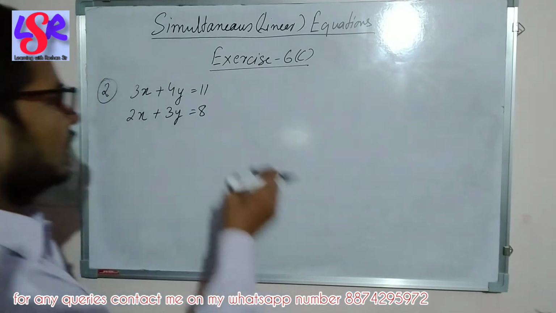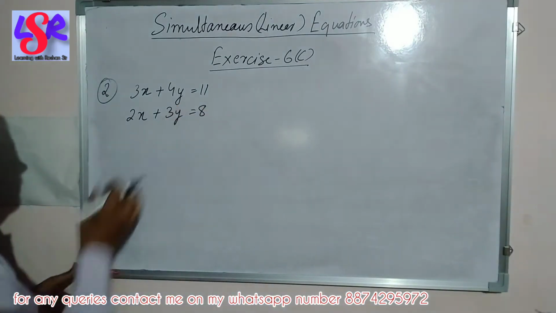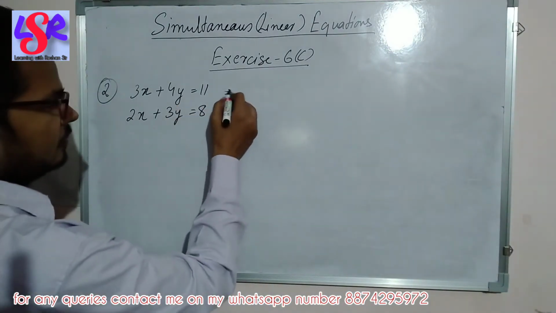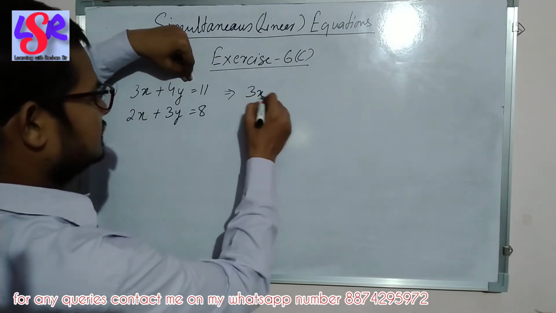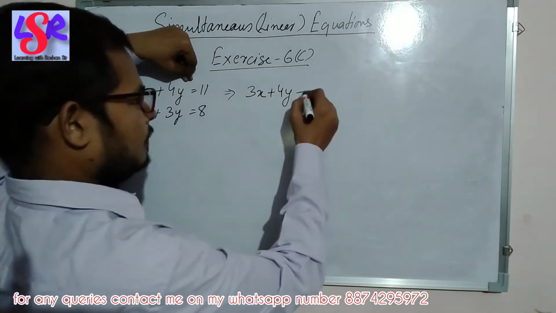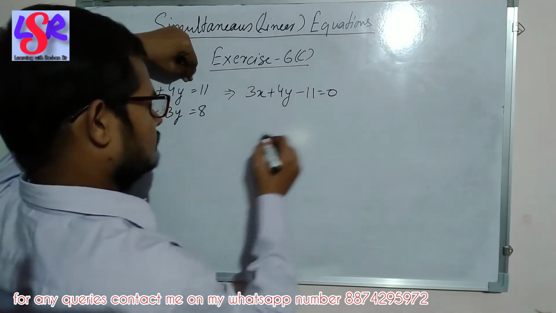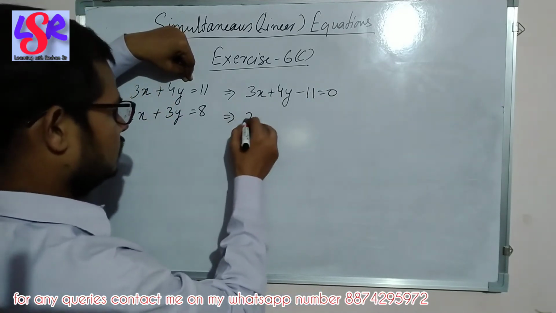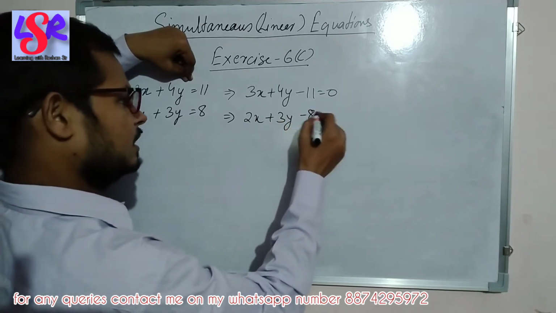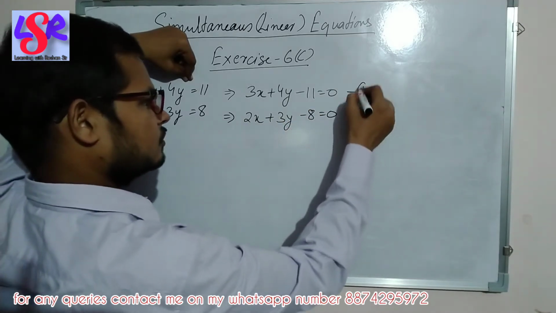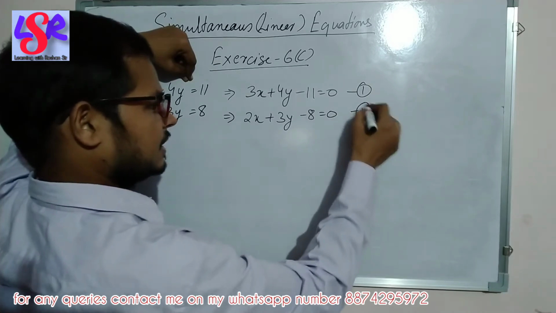Here again we are not having this question in standard form, so first we will convert it into standard form. So we bring the 11 over here. This will become 3x plus 4y minus 11 equals to 0, and this will become 2x plus 3y minus 8 equals to 0. This is your first equation and this is your second equation.